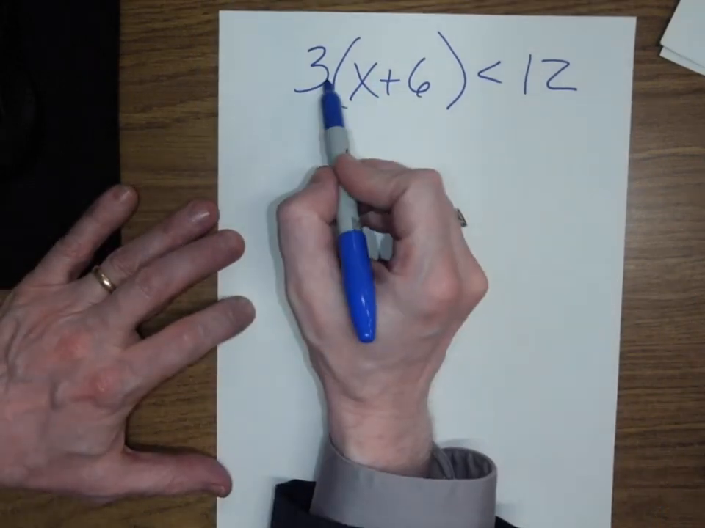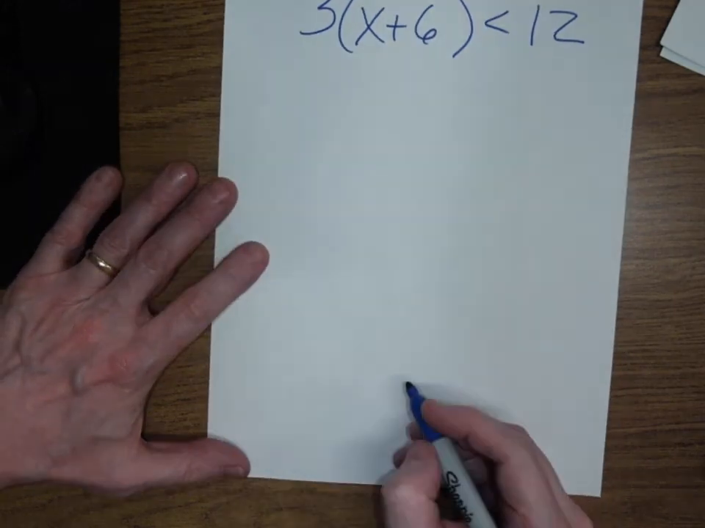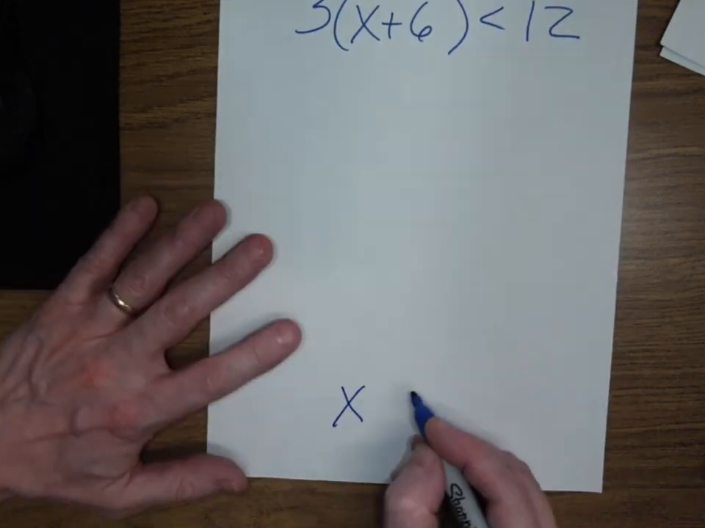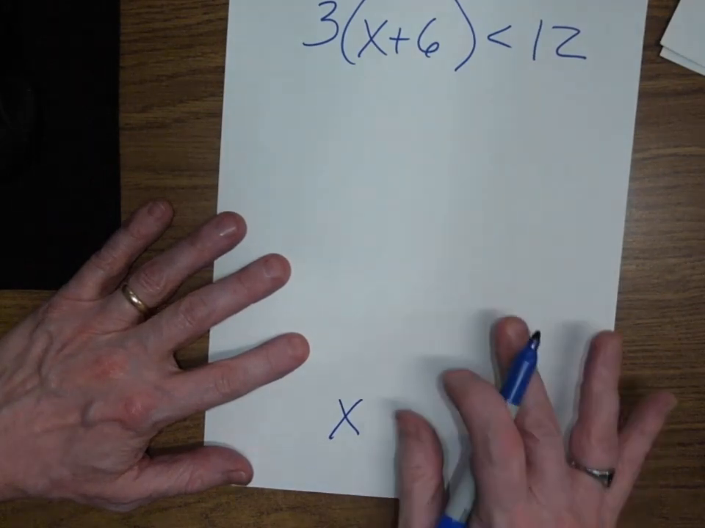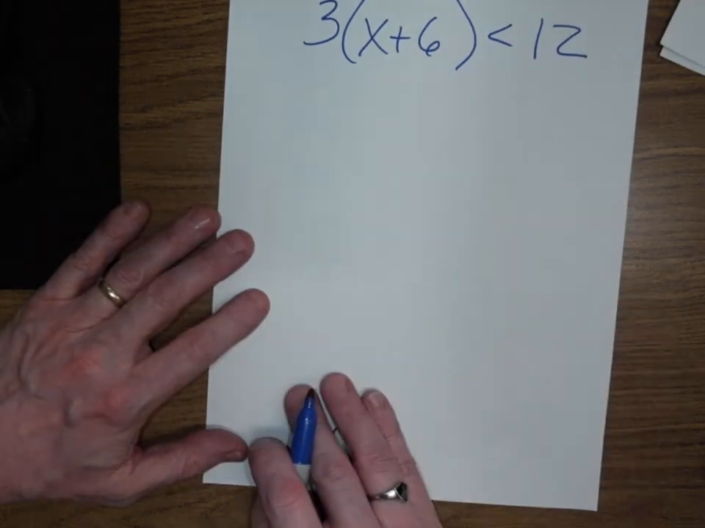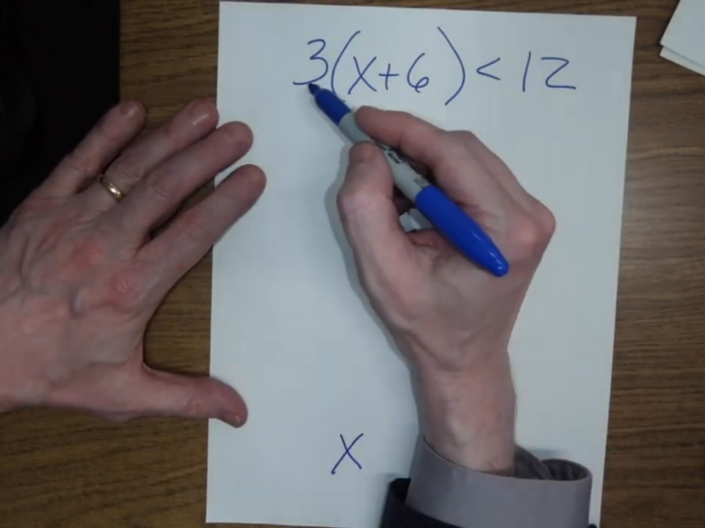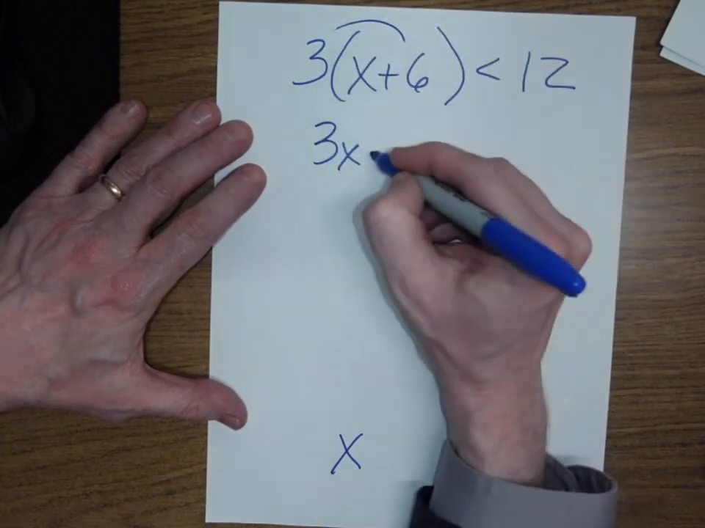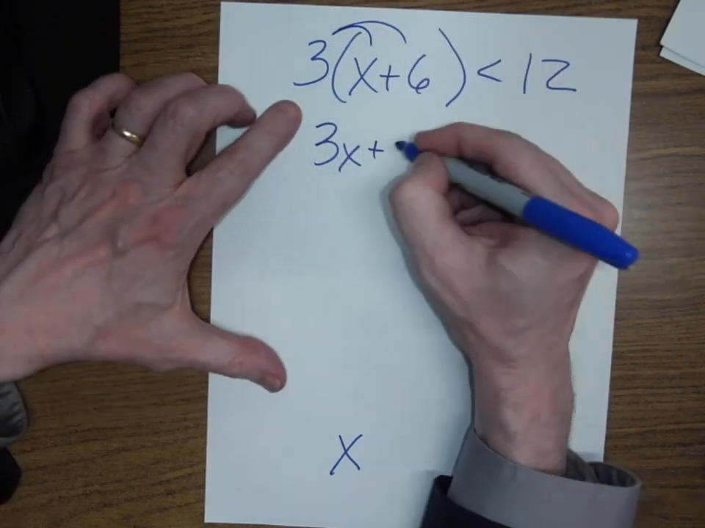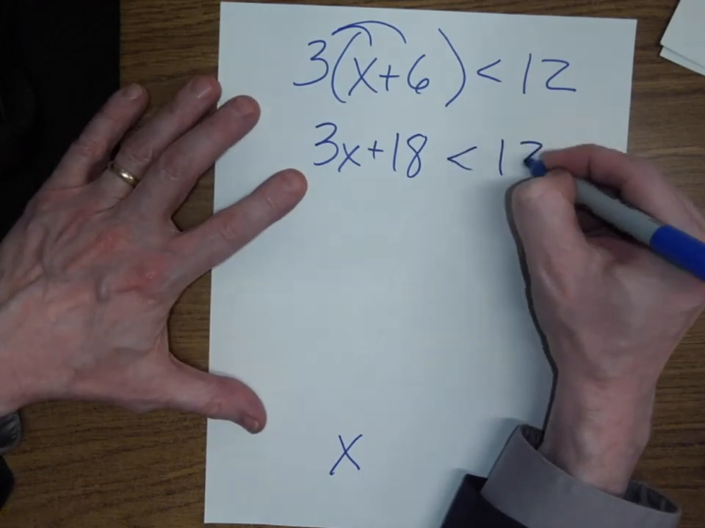We're first going to distribute the 3, and then we're going to isolate. So at the very end, we can have x something. X might be less than, and then the number. Trying to get all the numbers on the right and the x on the left. So when I multiply the 3 through, I get 3x, and the 3 times the plus 6 makes plus 18. That takes care of the parentheses, less than 12.